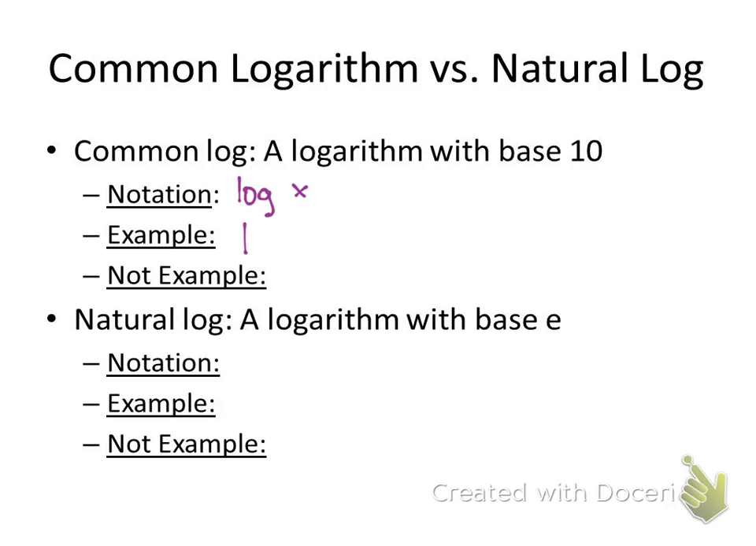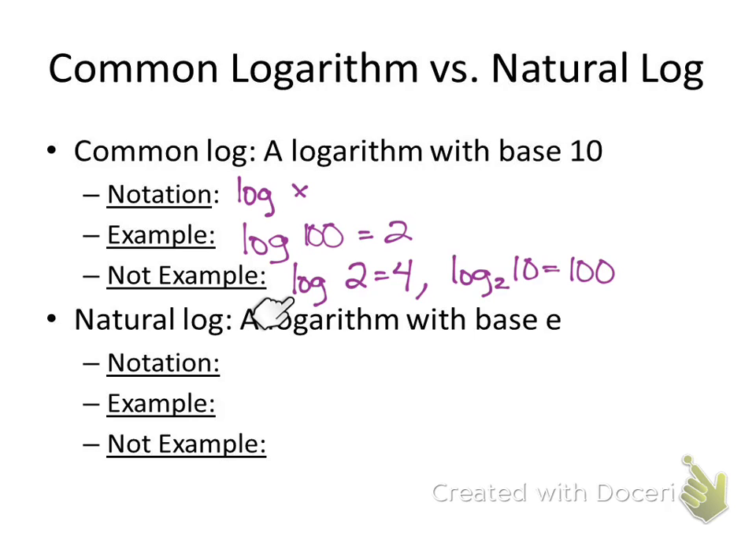So, example, if we had log of 100, that means, so I'm going to need to complete that sentence, common log of 100, that means base 10. So 10 to what power gives you 100? 2. And then not an example, if you had this, let's see, not an example. Hold on. So if I put in my calculator common log 2, it won't equal 4.